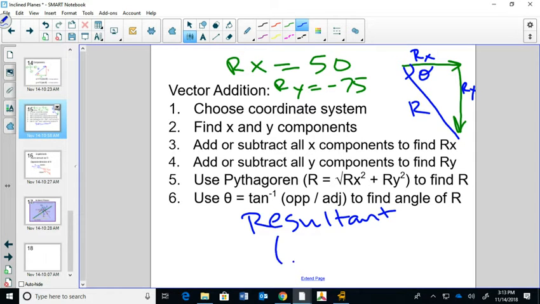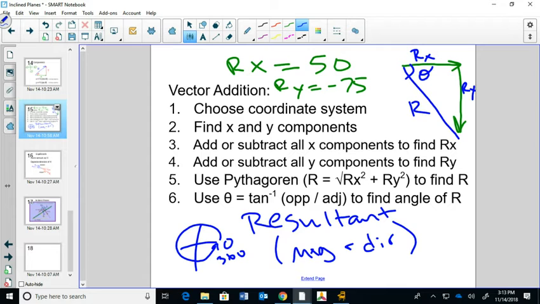All that gives me the resultant, which remember has magnitude and direction. It has 110 newtons at 26 degrees east of north. Or again, remember, you also can start at 0 and go all the way around to 360. You can do either of those ways to talk about the direction. You cool?